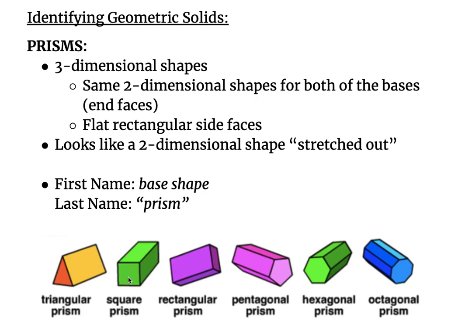There's a square on this end, a square on the other, rectangle on this end, rectangle on the other, pentagon on this end, and a pentagon on the other, a hexagon, six-sided shape, on this end and on the other, an octagon on this base, eight-sided, and an octagon on the other. You don't need to draw all of these.